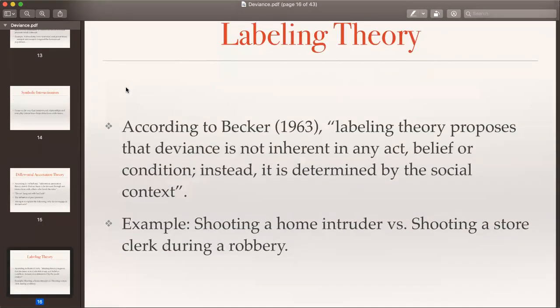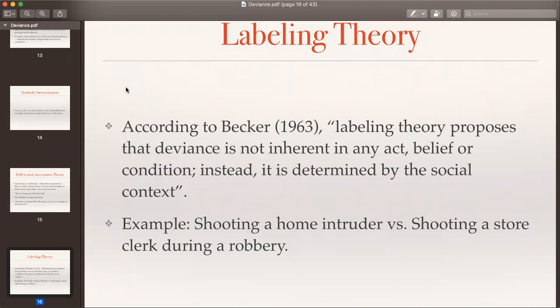Then we look at labeling theory. Labeling theory essentially proposes that deviance is not inherent in any act or belief or condition. Rather, an act or belief or condition is labeled as deviance based on the social context, based on people's response to the behavior. So just because I engage in behavior A, B, and C doesn't make it deviant until others, or the social context, labels it a deviant act.